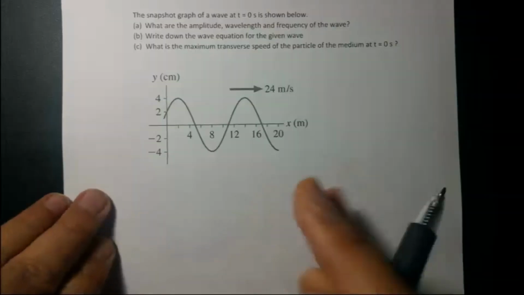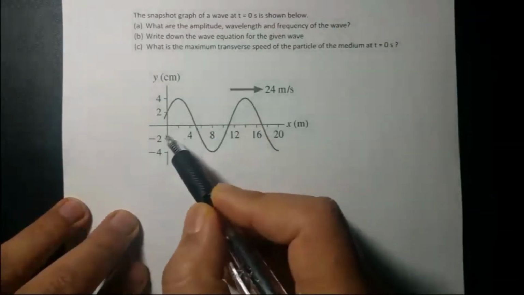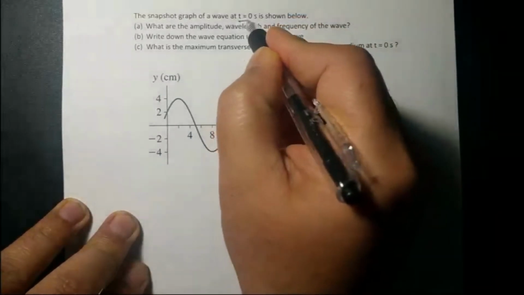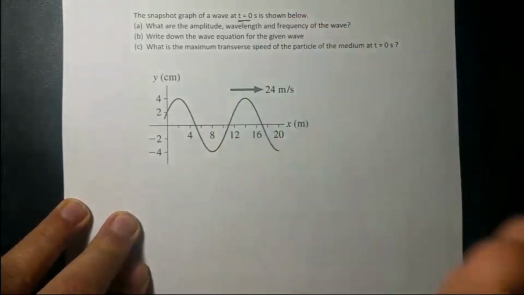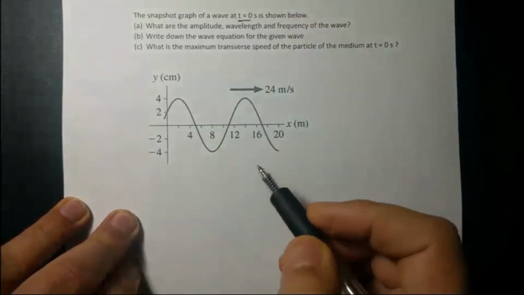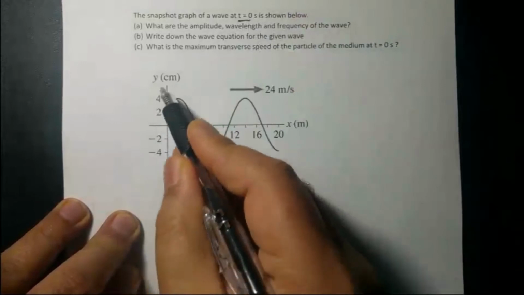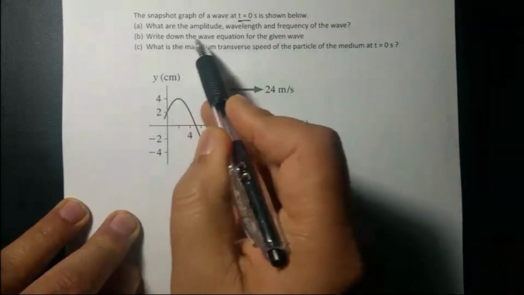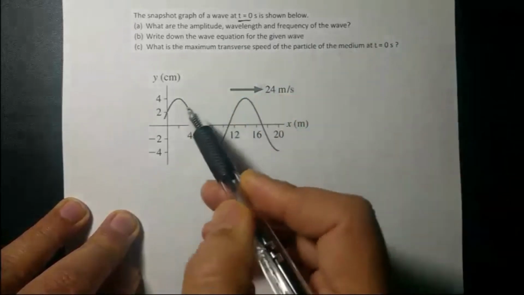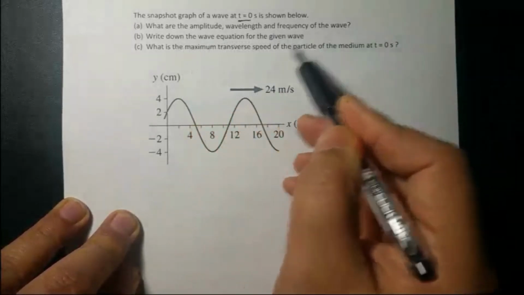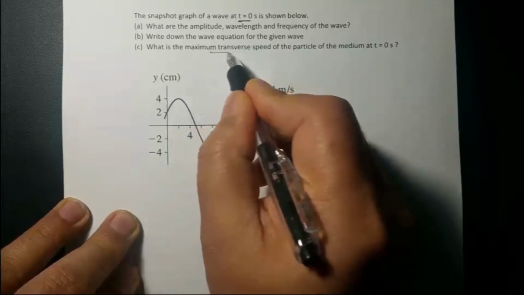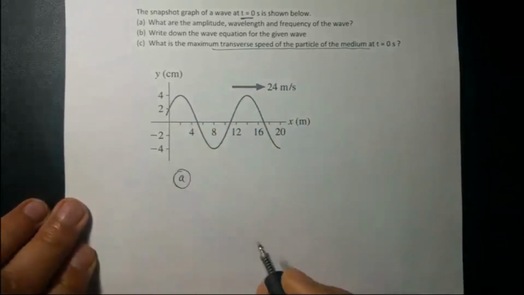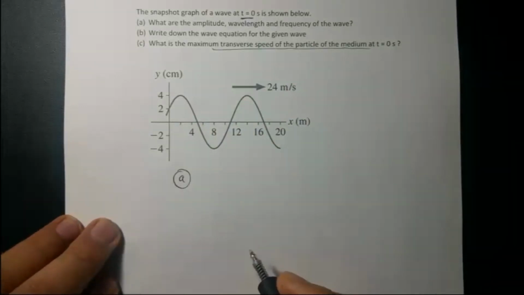So here's the next question. This is the snapshot of the wave at t equal to 0 seconds. You take the snapshot of the moving wave at t equals 0 seconds, and this is the y versus x graph at t equals 0. It's asking what's the amplitude, wavelength, and frequency of the wave, write down the wave equation, and what is the maximum transverse speed of the particle. So first, let's figure out amplitude, wavelength, and frequency.